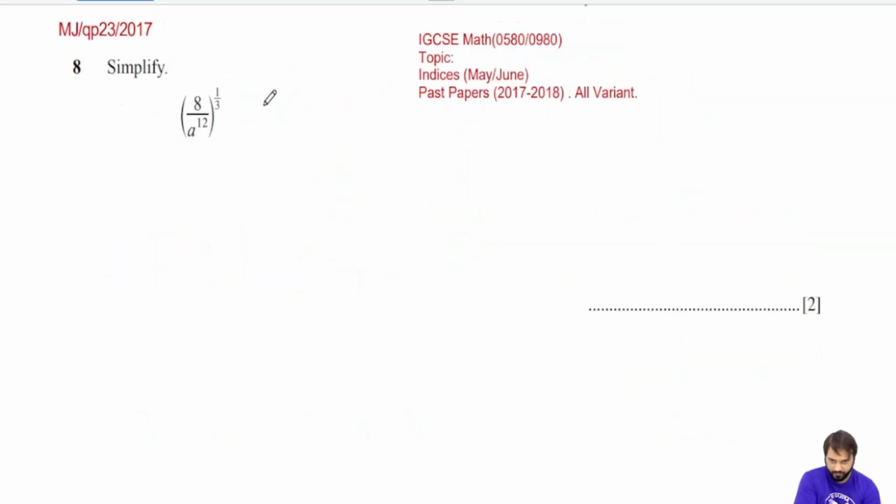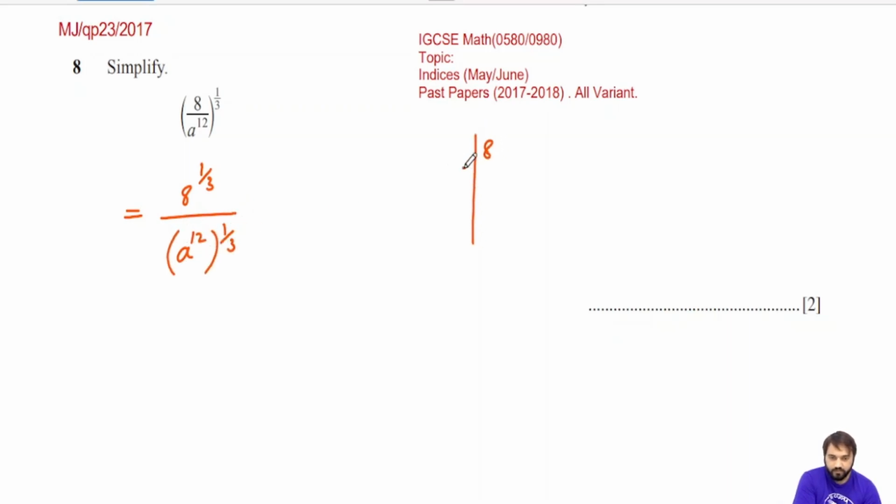Moving toward our next question, question 8 that appeared again in 2017. The question paper was 2 and the variant was 3. The question is 8 over a raised to power 12, whole power 1 over 3. We need to simplify it. So I'm taking the power of every term inside the bracket: 8 raised to power 1 over 3 over a raised to power 12, whole power 1 over 3.